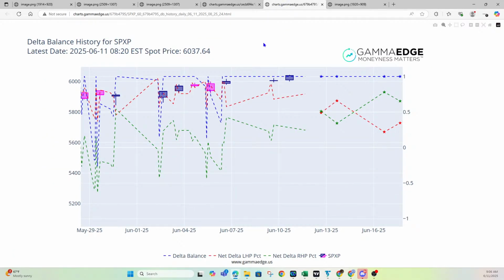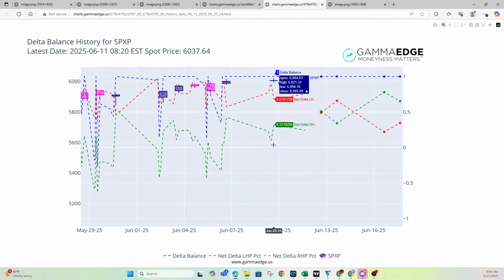The delta balance history for the SPXP. Again, all we're doing is separating the planes of the overall option structure above and below spot price. Above spot price, this green dotted line, which we call the right-hand plane, as you'll note down here, is the net delta. And then the left-hand plane is below spot price. And then our delta balance is the aggregate of these two.